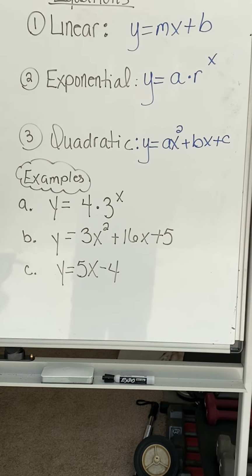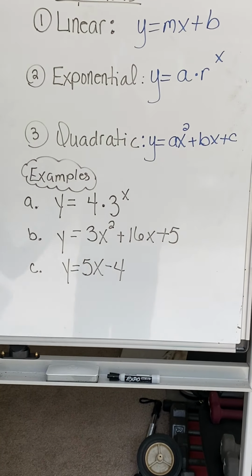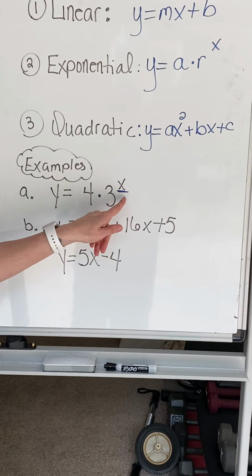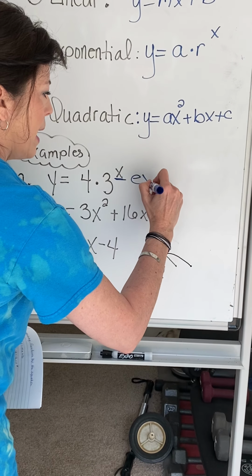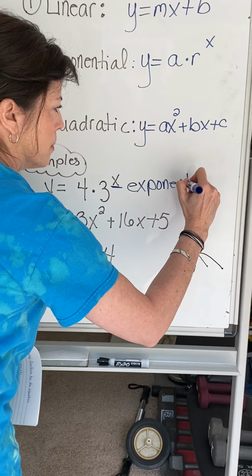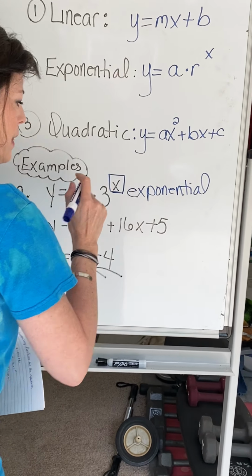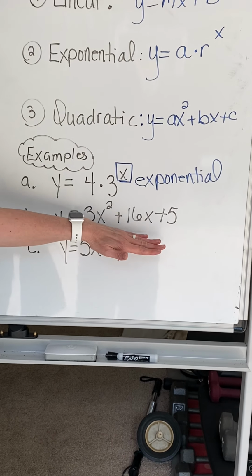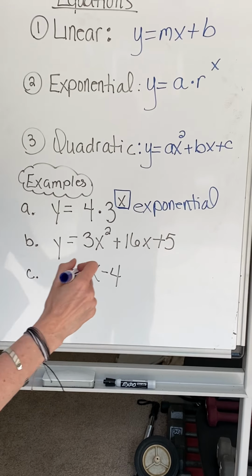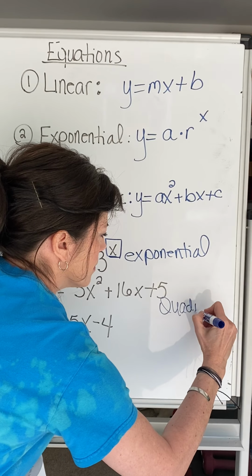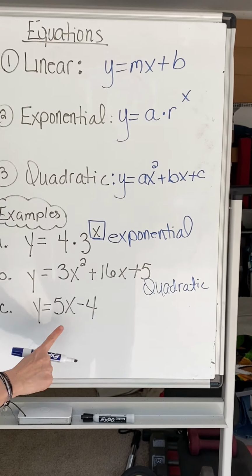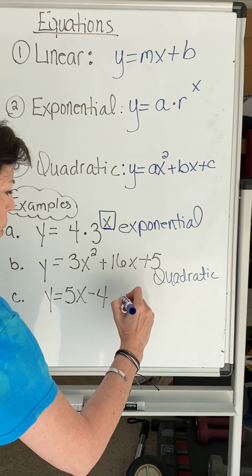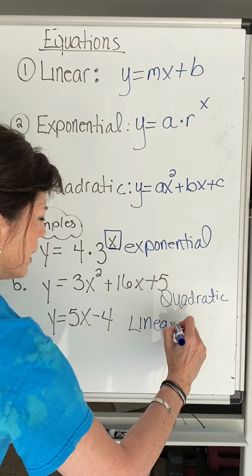So for letter A, I have y equals 4 times 3 to the x. So here's what I'm going to look at. I do have an exponent, which is important, but the exponent has to be x in order for this to be exponential. So that's a key feature right there. B, y equals 3x squared plus 16x plus 5. This falls into the pattern of our quadratic function. So this would be a quadratic. And then C, that looks pretty much like y equals mx plus b, where 5 is the slope and -4 is your y-intercept. So this would be linear.